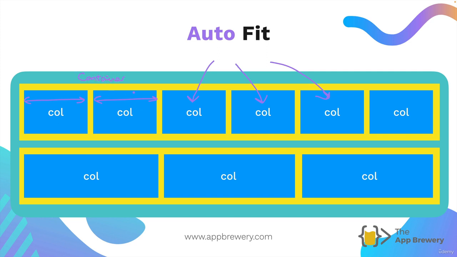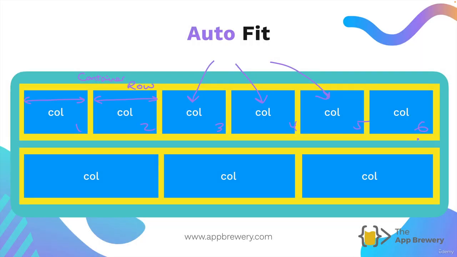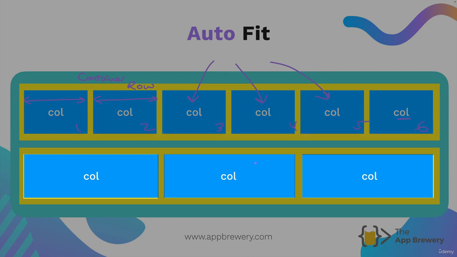So if you had a container which included a row that had 1, 2, 3, 4, 5, 6 divs in there, each with the class set as col, short for column, then it will divide up the entire width by 6. And if you had 3 of them, then it would give each of them a third of the space.